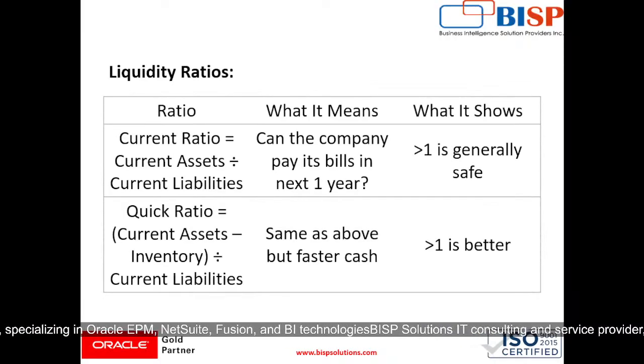It means how well the company uses investors' money, and what it shows: higher equals better returns for owners. Next are our liquidity ratios. The first ratio is the current ratio, where we divide current assets by our current liabilities. What it means: can the company pay its bills in the next 1 year? What it shows: less than 1 is generally safe. And the quick ratio is current assets minus inventory, divided by current liabilities, same as above, but faster cash is there. And it is also said that less than 1 is better.